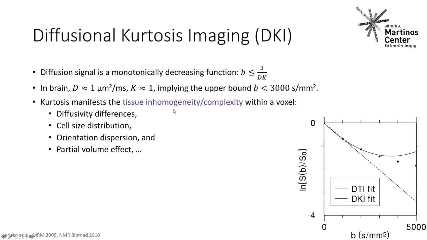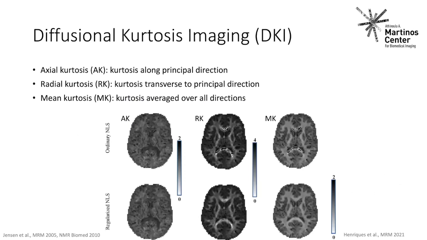And the kurtosis manifests the tissue inhomogeneity or complexity within the voxel. So if there are diffusivity differences of tissues within the voxel, or cell size distribution, orientation dispersion, or partial volume effect, any kind of tissue inhomogeneity will lead to higher kurtosis. And then we can also define axial kurtosis, radial kurtosis, and mean kurtosis based on the principal direction of the diffusion tensor.